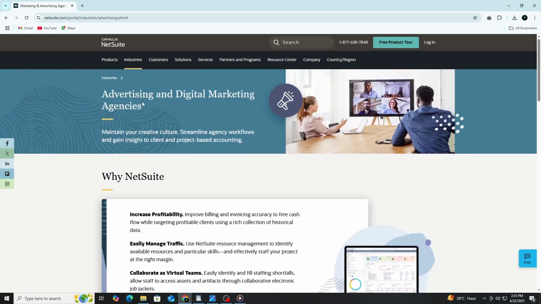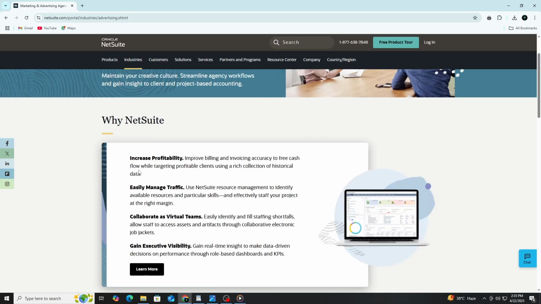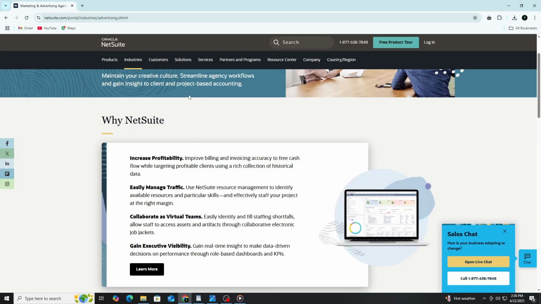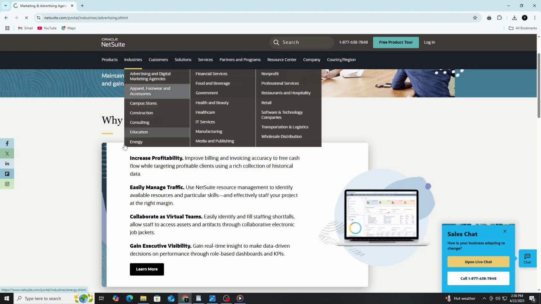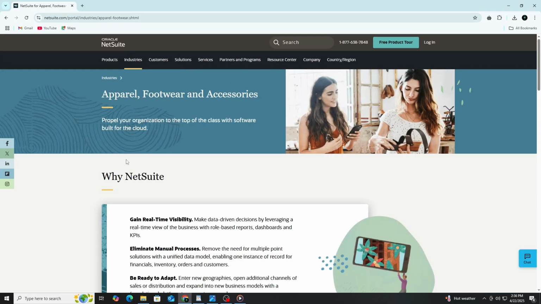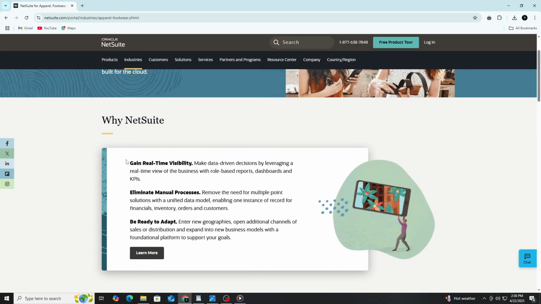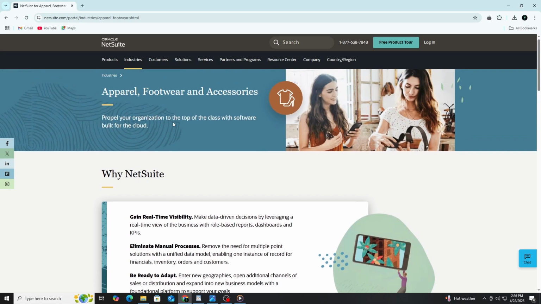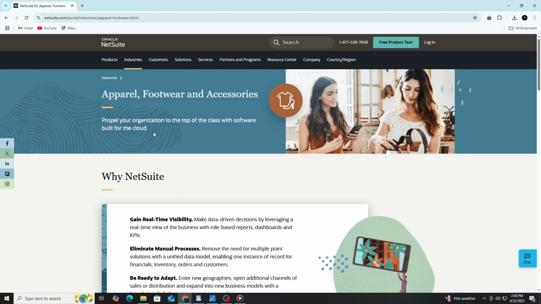The first one is advertising and digital marketing agencies. These companies deal with creative projects, time tracking, and billing clients. NetSuite helps track project progress, expenses, and profitability in one place. Then we have apparel, footwear, and accessories. This solution is designed for fashion brands. It helps with product variations like size and color, seasonal collections, and inventory across retail channels.